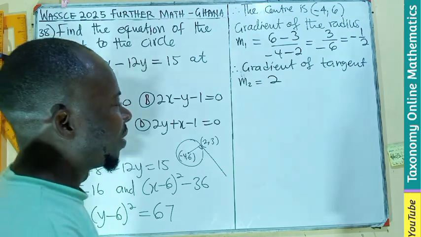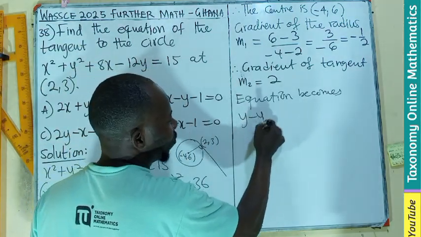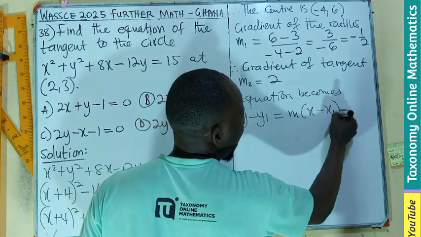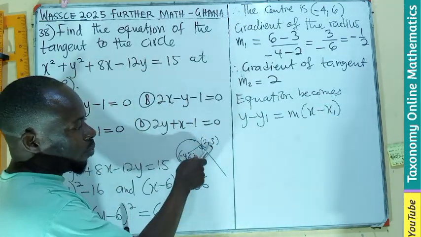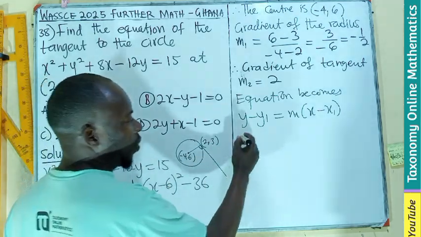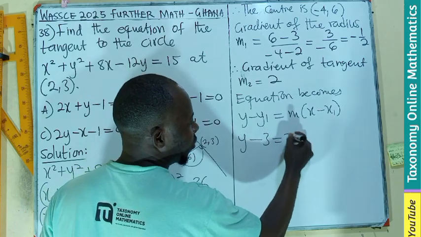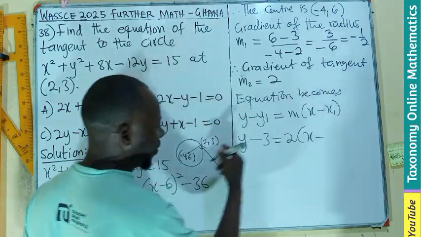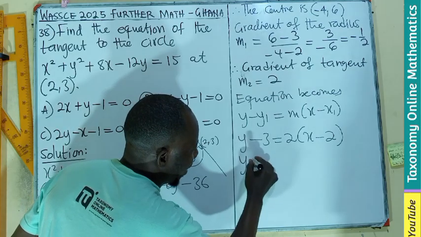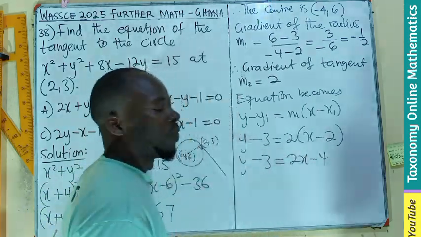So if that is the case, what do we do? y minus y1 equals m times x minus x1. What are the points? The point of intersection of the radius and the tangent. So y minus 3 equals gradient of 2 times x minus x1, which is 2. So y minus 3 will be equal to 2 times x minus 2, which is 2x minus 4.